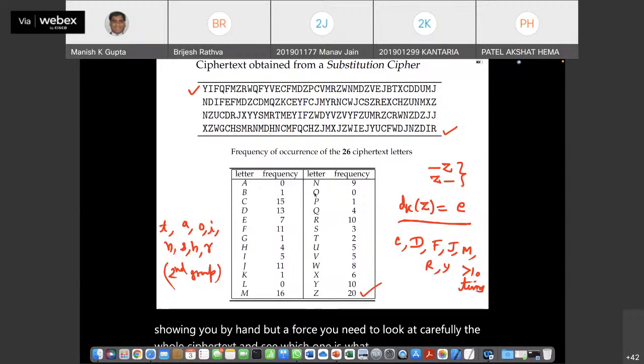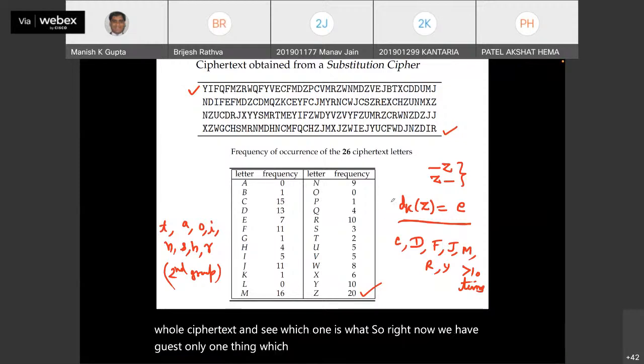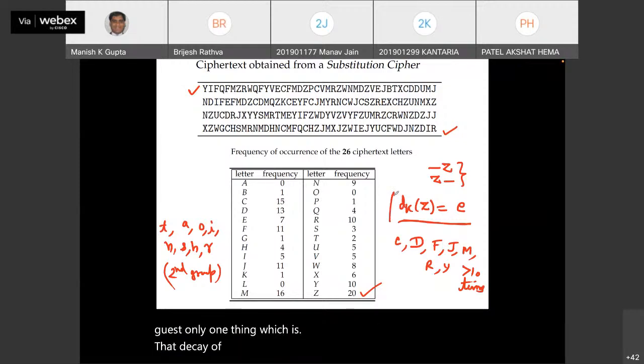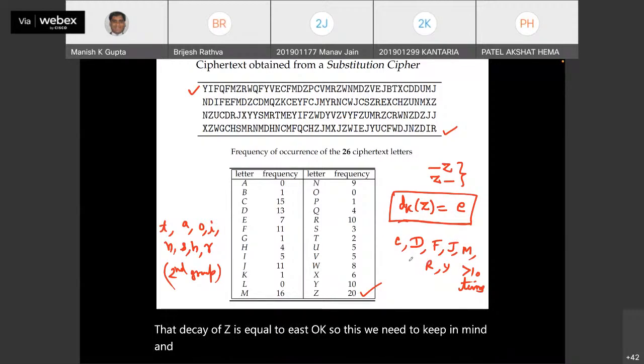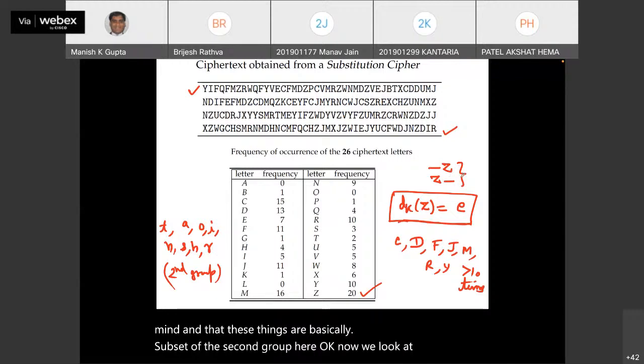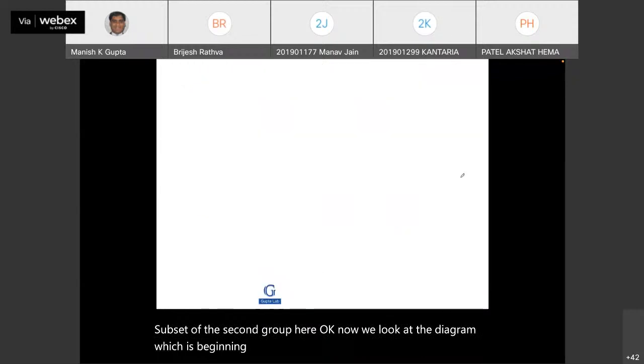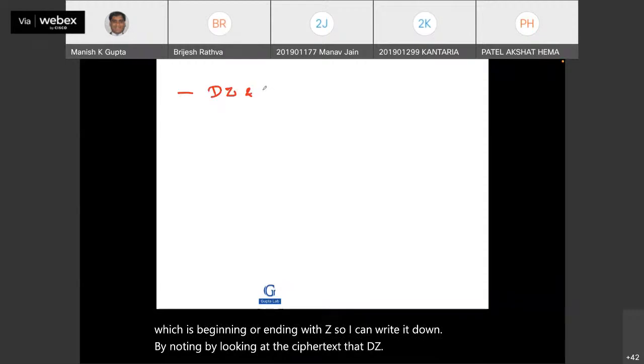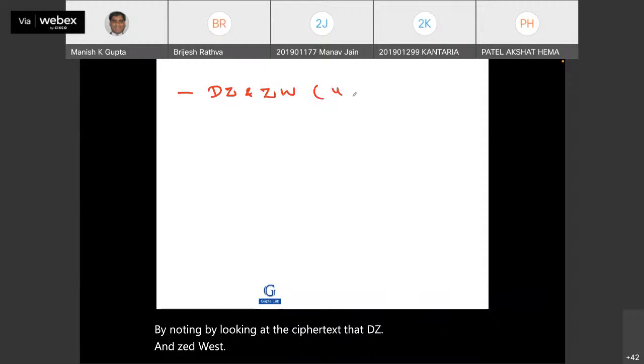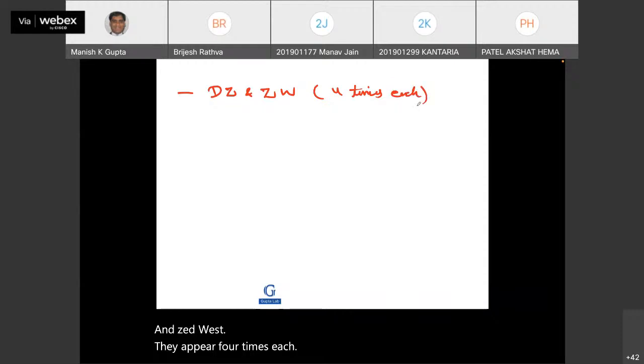So right now we have guessed only one thing, which is that dk of Z is equal to E. We need to keep this in mind, and that these things are basically encryptions of a subset of the second group here. Now we look at the digrams beginning or ending with Z. By looking at the ciphertext, I note that DZ and ZW appear 4 times each.